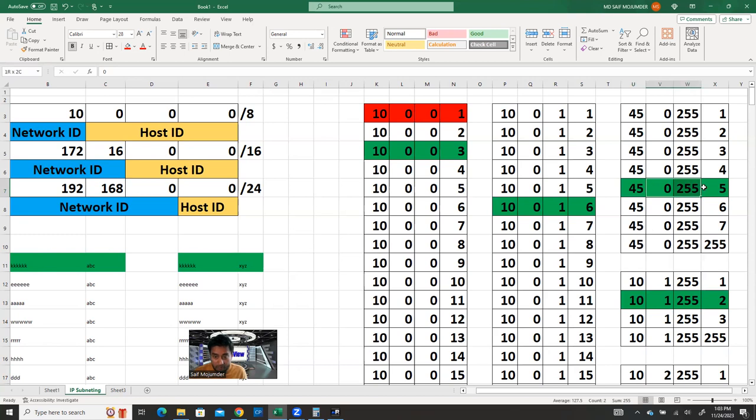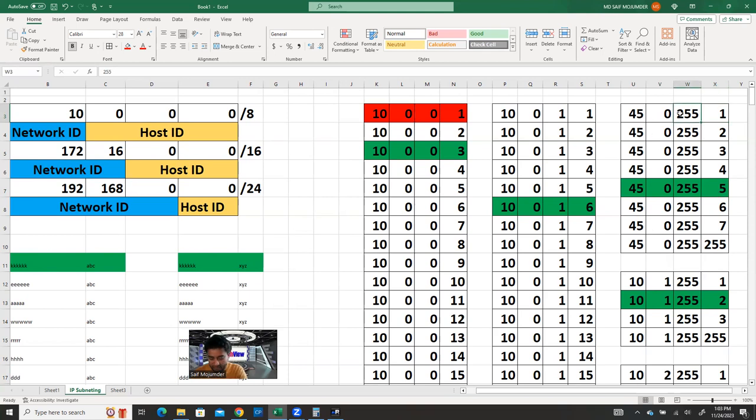So this one no longer belongs to the same network. This one is different. Think about this as your family, right? So for this family network, their default gateway will be this one, 45.0.255.1. That one will be their default gateway.